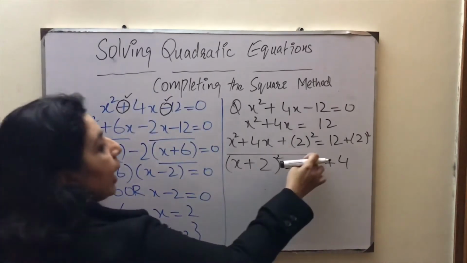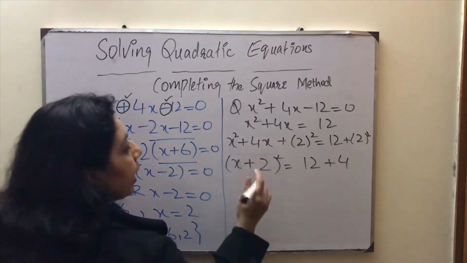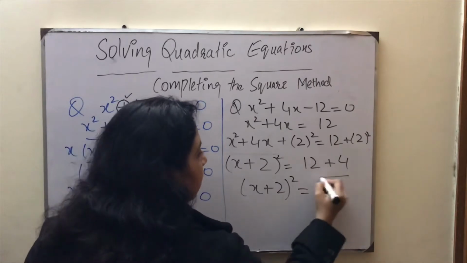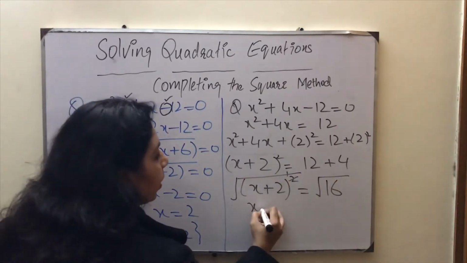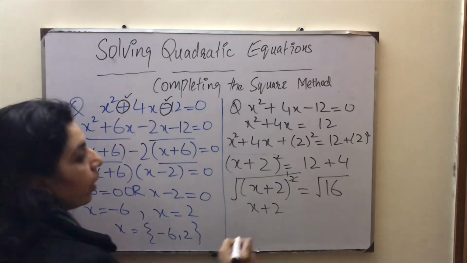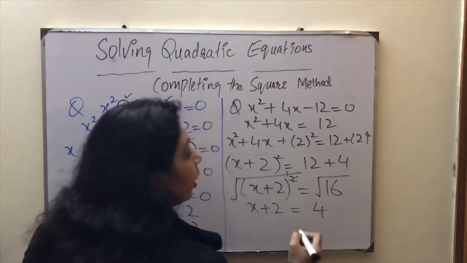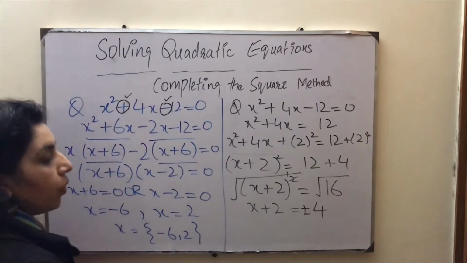Okay, now as it is x plus 2 square and the other side is 16, I will take the square root of both sides. Square will cancel square root, and on this side we shall have x plus 2, and on the other side, as 4 multiplied by 4 is 16, I shall have 4, but this is plus minus 4. There are two values of 4.